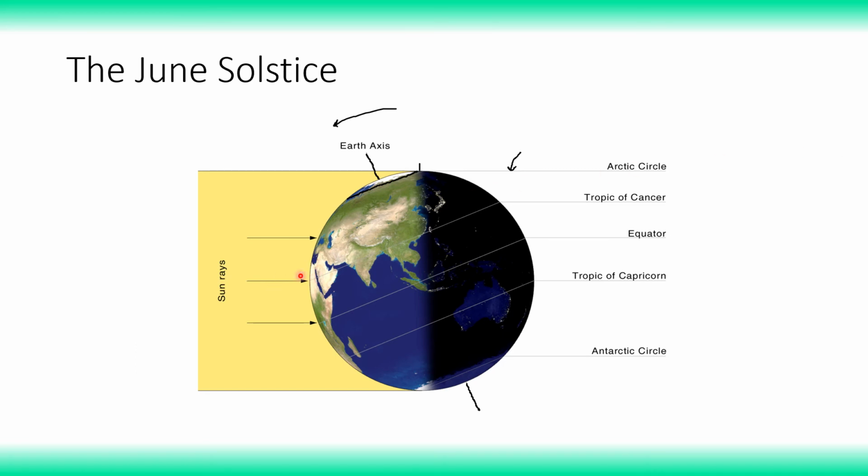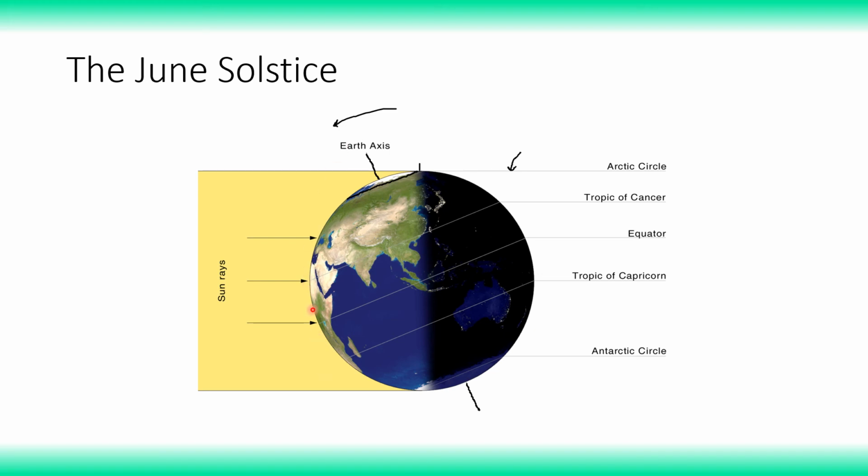One other thing to note here is that here's the Tropic of Cancer, and on the June solstice, the sun's light is bang on, right on this Tropic of Cancer, right there. It's hitting directly on the Tropic of Cancer. So this right here, where my laser pointer is, that would be where the subsolar point is on the June solstice. It's right on the Tropic of Cancer. It's getting the most direct sunlight.